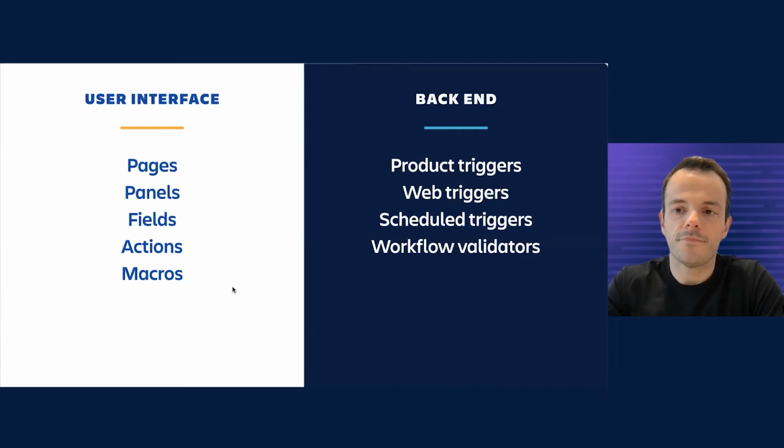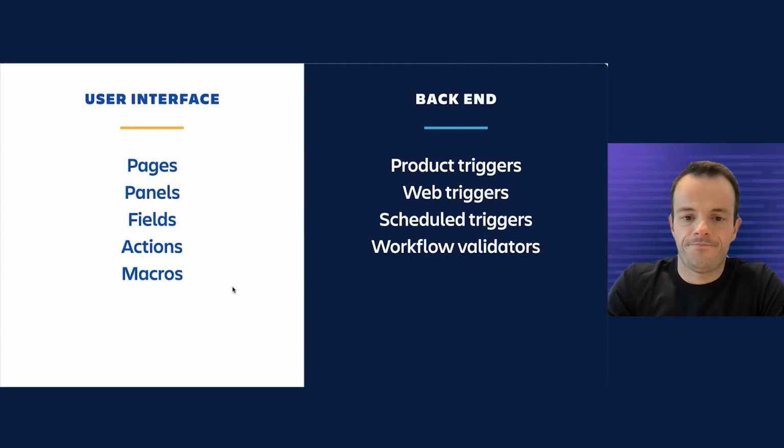So we have product triggers, which happen when a product event occurs, like an issue gets created or deleted. We have web triggers, which allow you to invoke a Forge function from a remote service. There are schedule triggers, which run on a schedule and invoke some code. And then there are things like workflow validators as well, which fire when, say, a Jira issue transitions from one state to another.